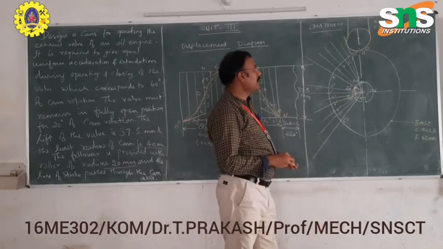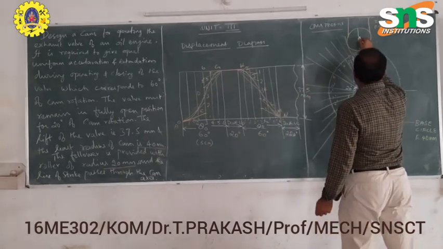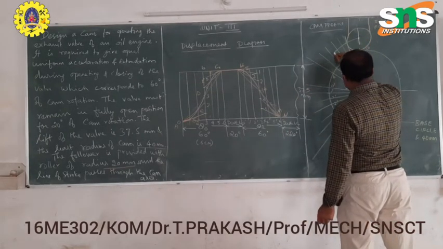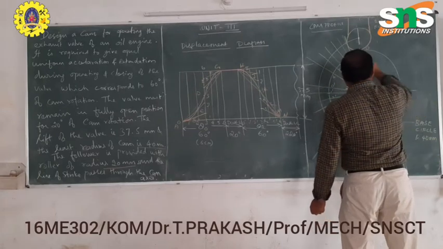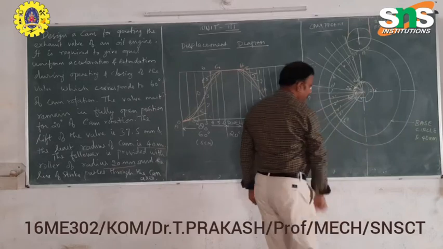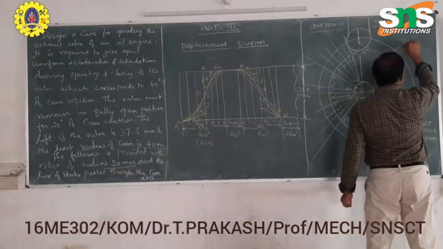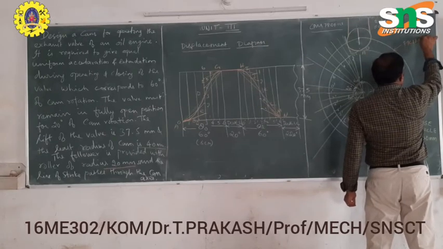For a 60 mm radius, you have to draw a circle. This is called the prime circle. Very important point: you have to draw the prime circle. Then only we can project our roller very easily.